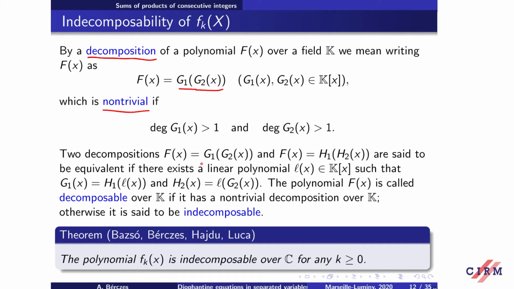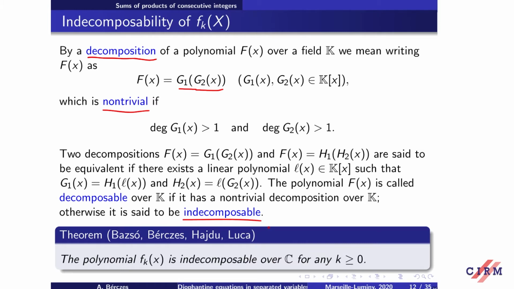If we have two decompositions, we say that these decompositions are equivalent if there exists a linear polynomial L with coefficients in the field k such that g1 can be expressed by h1 in the variable L(x), and h2(x) is L of g2(x). We will say that the polynomial f(x) is decomposable over k if it has at least one non-trivial decomposition. Otherwise, it is called indecomposable.